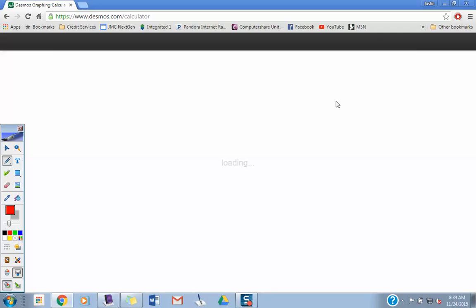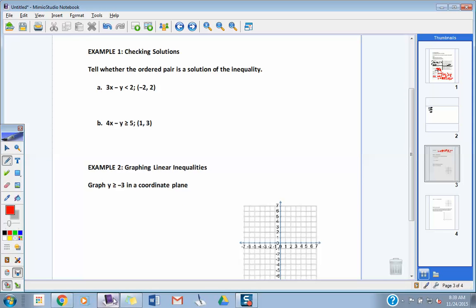But, all right, guys, here we go. At the very beginning of the vocab, we talked about this idea for checking solutions. We said a solution to any inequality would be a point that makes the inequality true. Okay? And in this first example, example A, they ask us, suppose you have an inequality 3x minus y less than 2. I want to know, is negative 2 comma 2 a solution? Okay? So here's what I'm going to do, guys. Basically, we're going to take this negative 2 and substitute it for x, and for this y value, we're going to put a 2 in there.